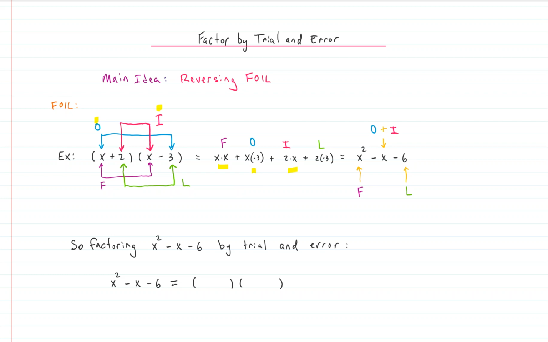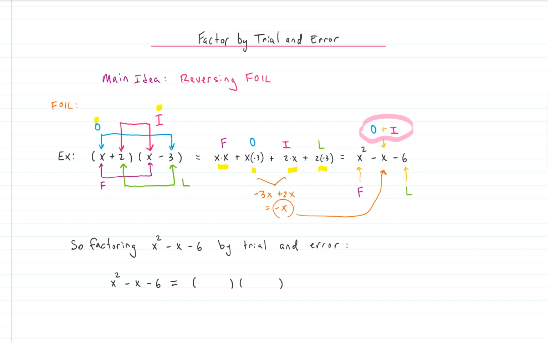So if you think about this as first, outer, inner, last, if you just think about FOIL and the process, then we know we take the two inside terms and we combine them. So the outer and the inner, so the negative 3x that we get from the outer and the 2x from the inner, we get negative 3x plus 2x, which gives us just negative x. So we can see that the negative x came from the combination of the outer and the inner terms.